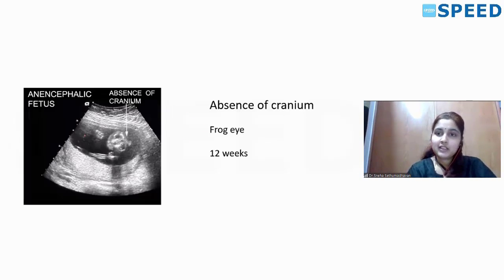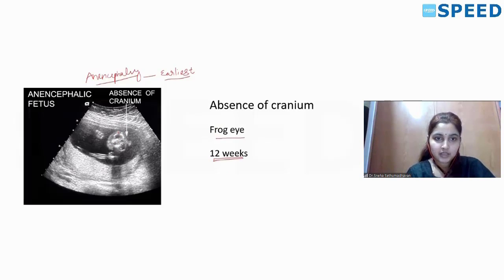Okay. So first, let's look at some of the common anomalies that we can see in the second trimester. The most important one is anencephaly. Anencephaly, in fact, is the earliest anomaly to be detected by scan, even as early as 12 weeks. You don't have to actually wait till the 5th month scan. And the way you identify it is it will have a frog eye appearance.